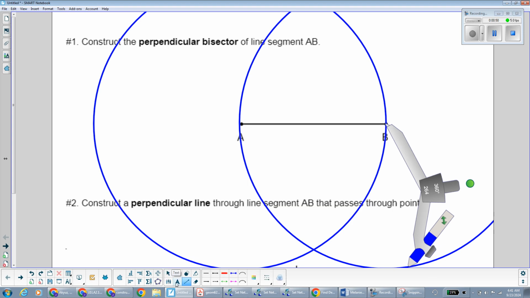The two circles should intersect on the bottom and also on the top. You can't see my top one because my computer screen cuts it off. Oops. Using your straight edge, connect through both intersection points.